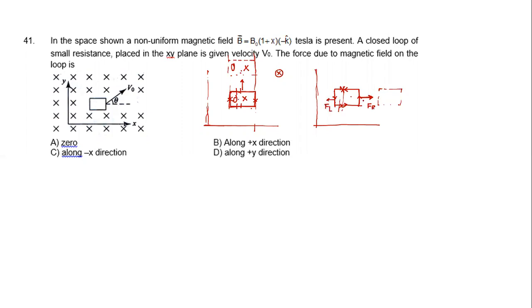So what is the net direction of force? Net direction of force is same as direction of force on the right hand arm of the loop. And what is the direction of force? This is the direction of current. And what is the direction of B? This is the direction of B.